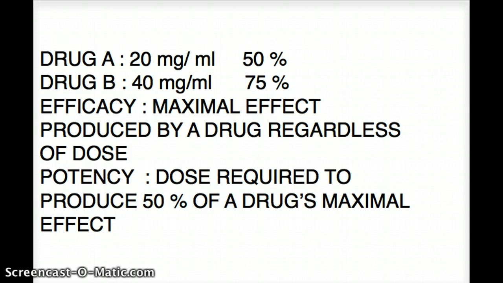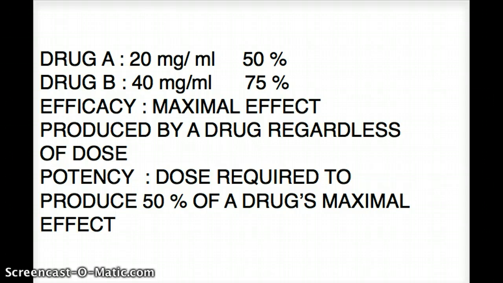So in this question, we realize that drug B is producing a greater effect at 40 milligram per milliliter, whereas drug A, even though it's given less of the drug, is only producing 50% of its effect. So in this question, it's hard to determine which drug is more potent than the other, because we are not basing our question on 50% of the drug's maximal effect, that is not our kind of fixed point from where we are thinking. They have two different percentages of the drug's maximum effect, so this is definitely not potency.